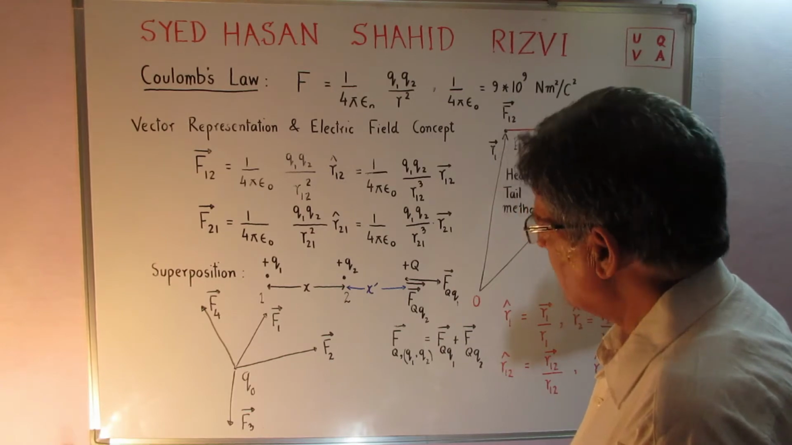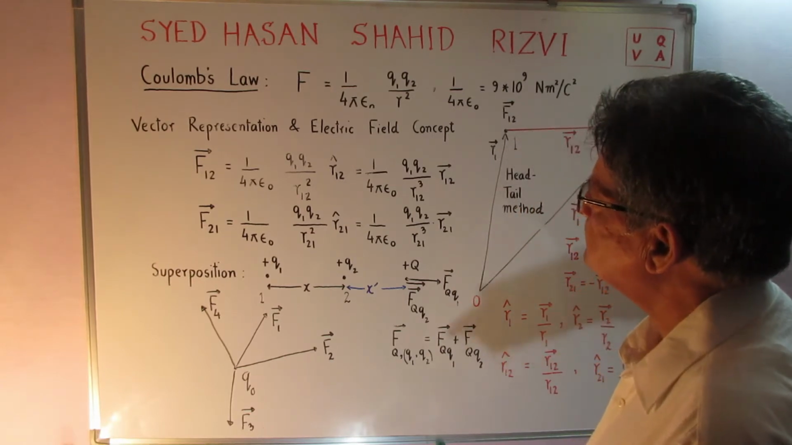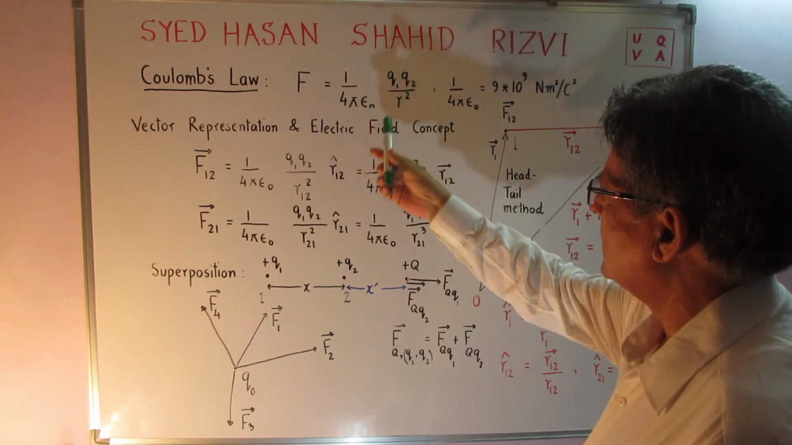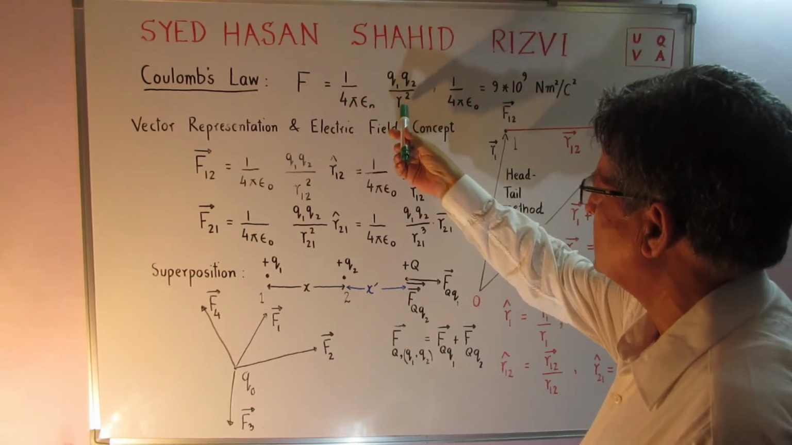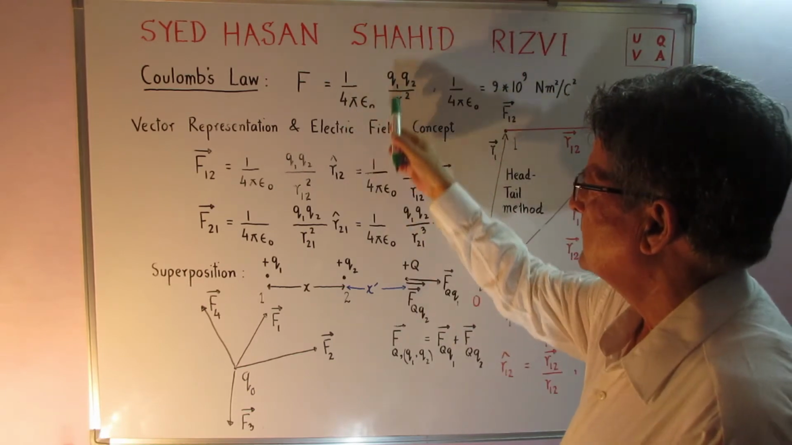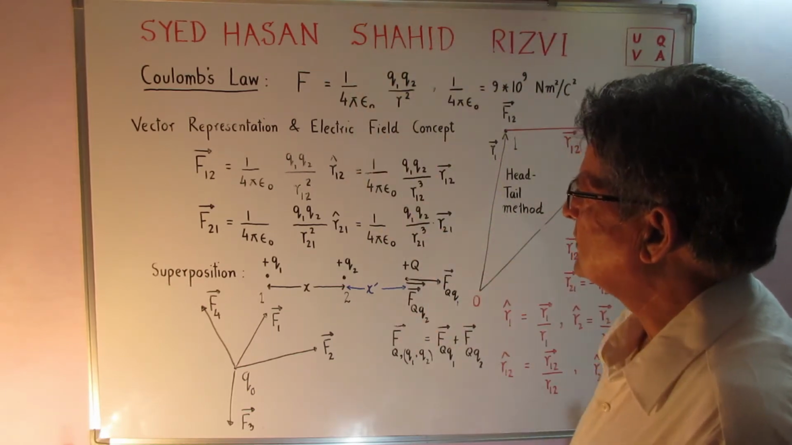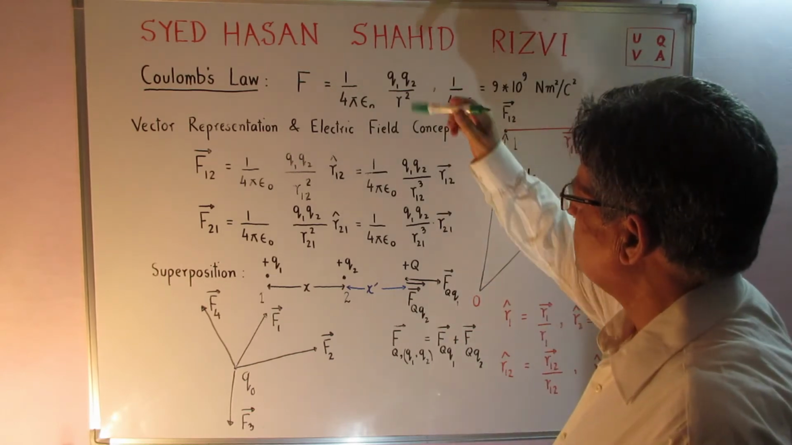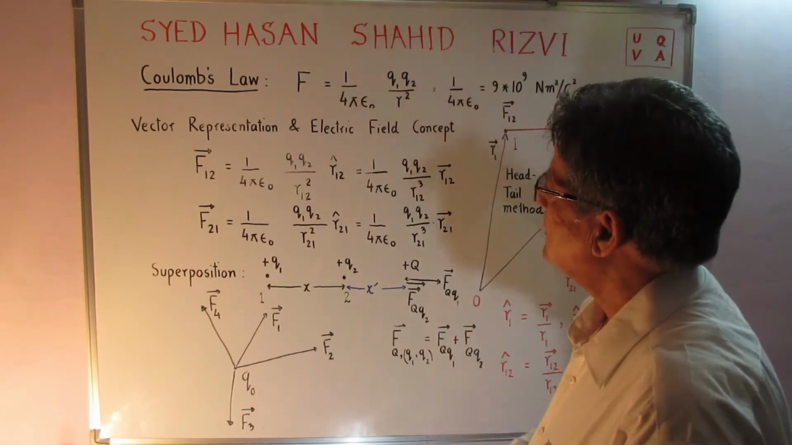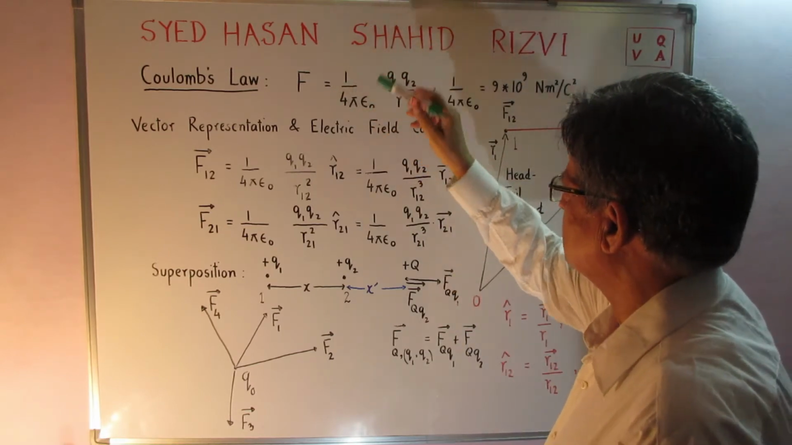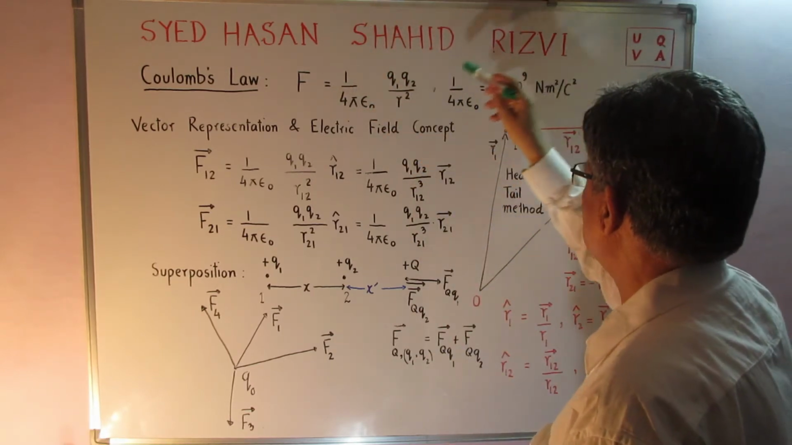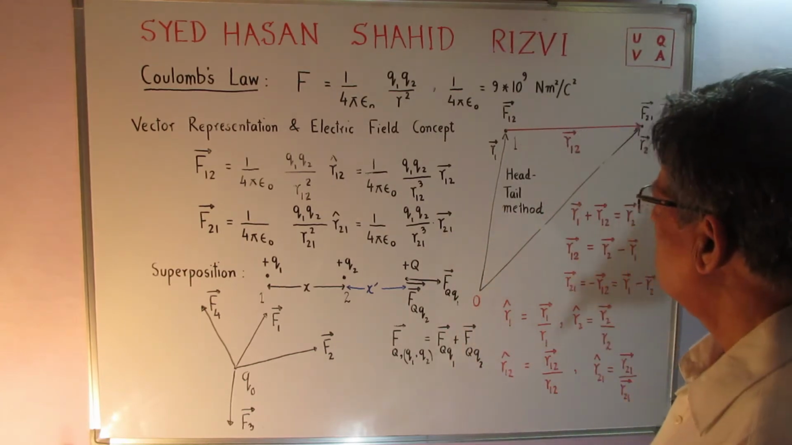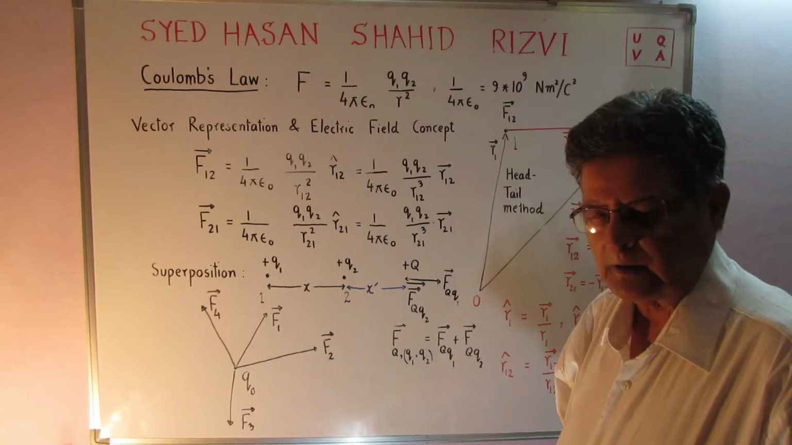as was proposed by Mr. Coulomb, F is equal to 1 upon 4 pi epsilon naught, Q1 Q2 upon R squared. Q1 and Q2 are in coulombs and R is in meters, and this is the constant which depends upon the system itself. All these quantities Q1, Q2, R and F are variables, but this is the constant of the system, which we know has the value 9 times 10 to the power 9 Newton meter square per Coulomb square. Okay.